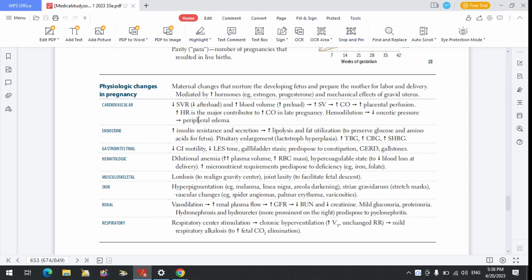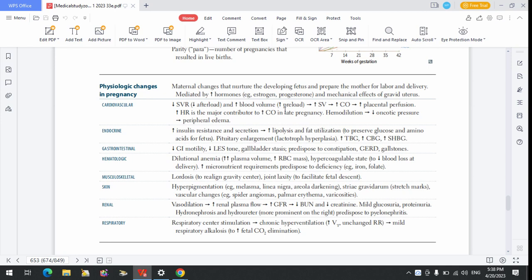Yeah, we get that. So that is why the systemic vascular resistance is lower, because the placental vessels are actually in parallel connection. So it's lower. That's why the afterload is lower. And of course, the reason why I told you the blood volume is increased is the RAS. So that's why the blood volume is increased.